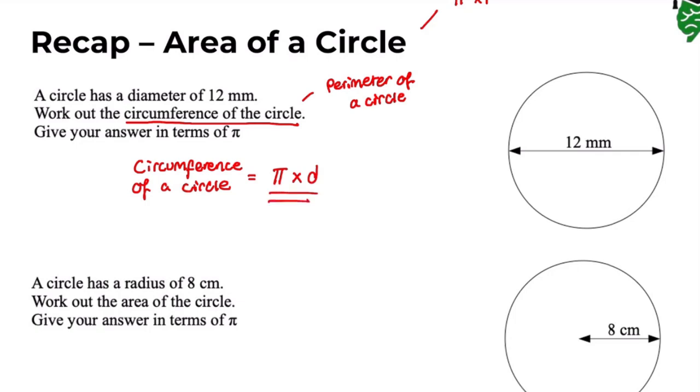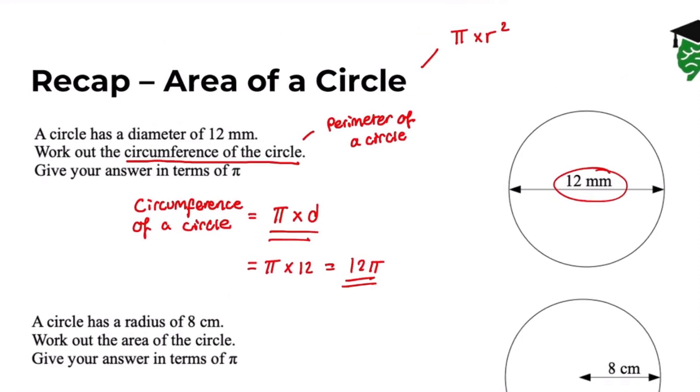So in this case, the diameter is 12 millimeters. All you're going to do is pi times 12, and that's going to give you 12 pi. When it says give your answer in terms of pi, you're going to just leave it in pi. Yeah, so the area of a circle is over here, pi r squared.